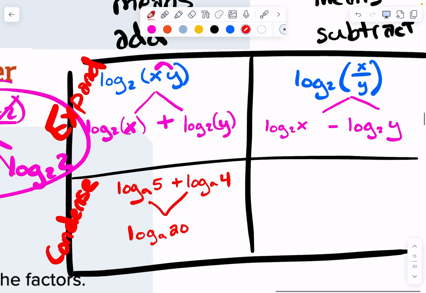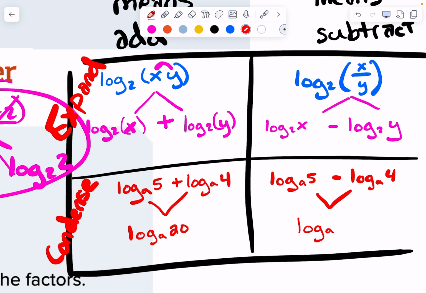Over here, let's say I have log base A of 5 minus log base A of 4. Condense. Log base A of 5/4, or you could put 1.25, whatever, right?